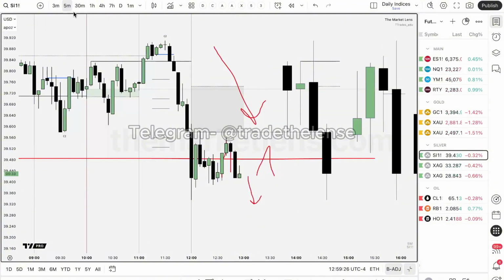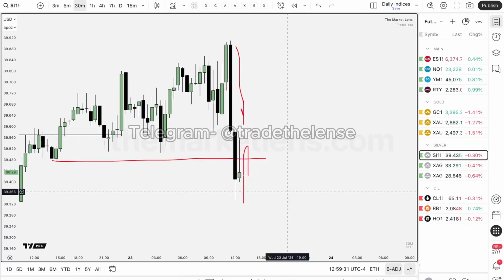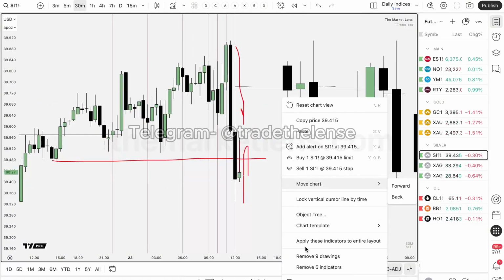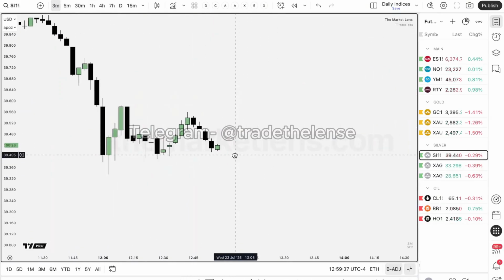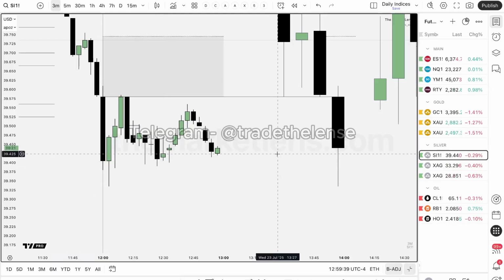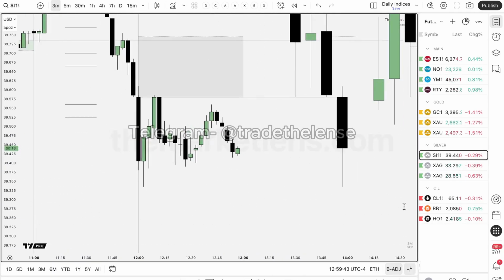Because if we go to the 15, we'll have to go to the 30. What I'm talking about is that move up and down there is creating a wick. Am I going to be right? Who knows? I'm wrong a lot. But I would say just look at the closures and the speed of price.